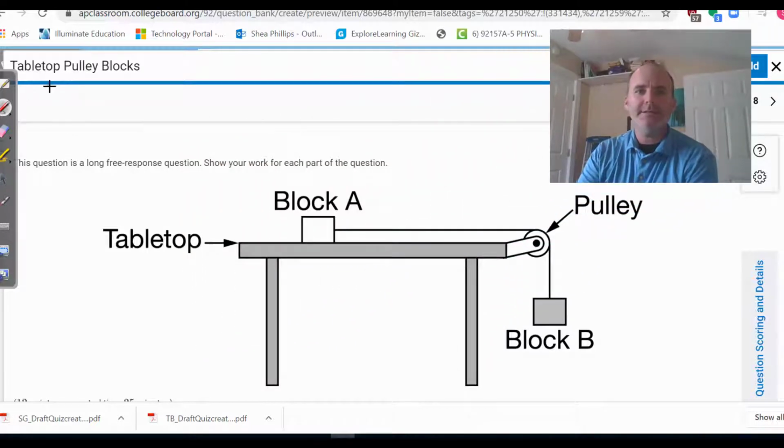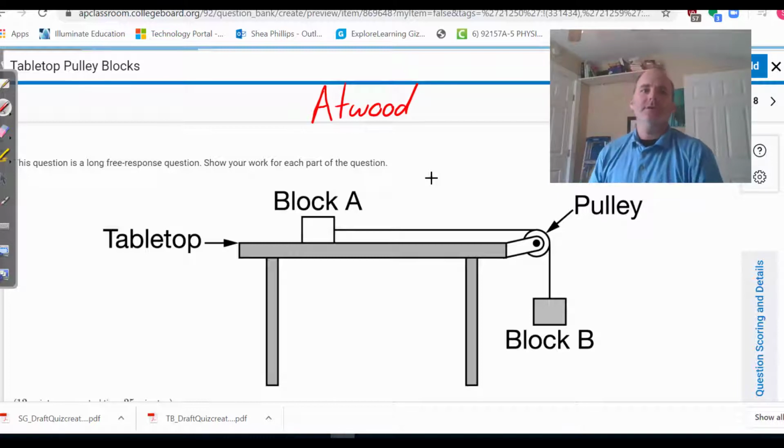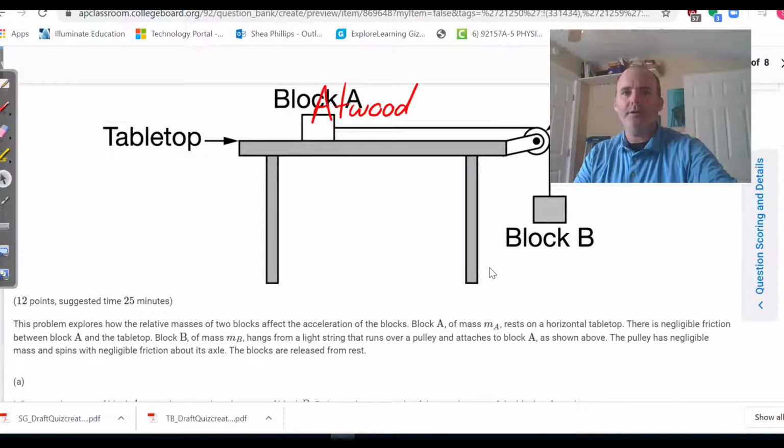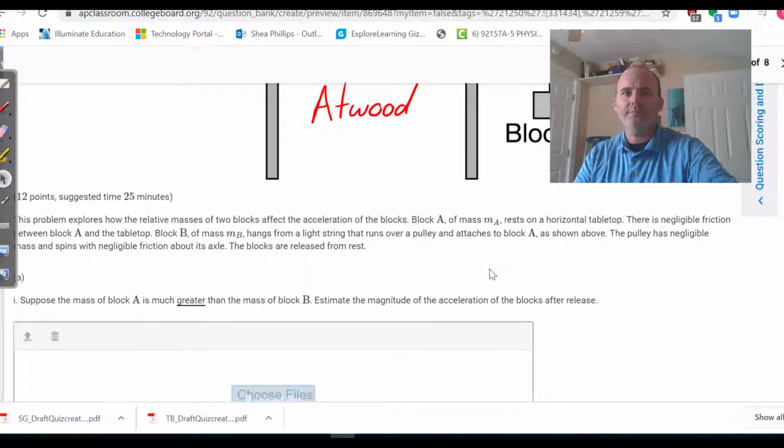This one is a tabletop pulley with blocks. Another name for this device is an Atwood machine. So we have block A and block B hooked up with the pulley. And in this first part, the pulley is massless.